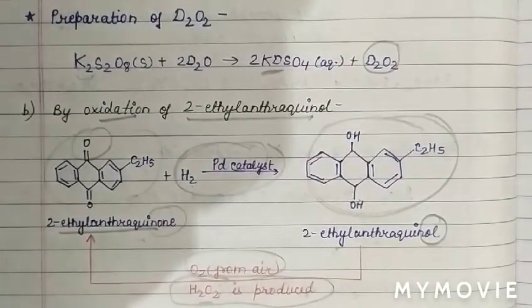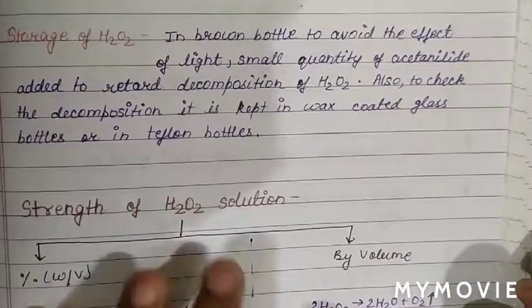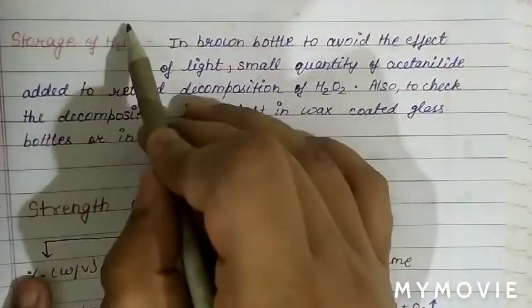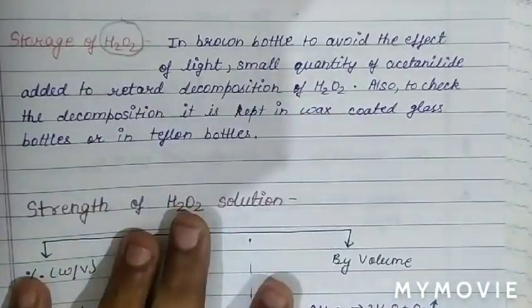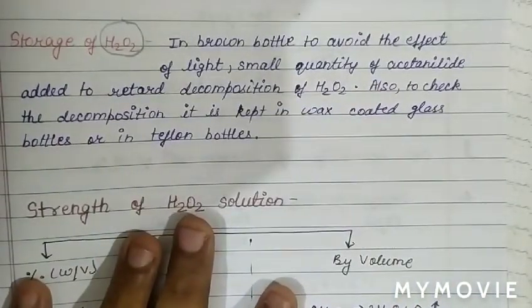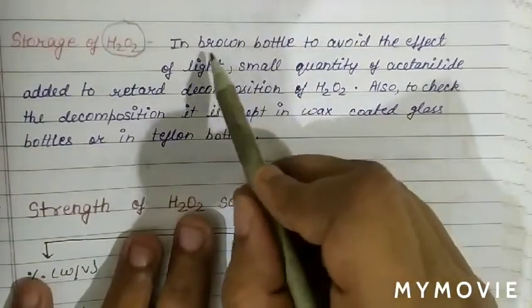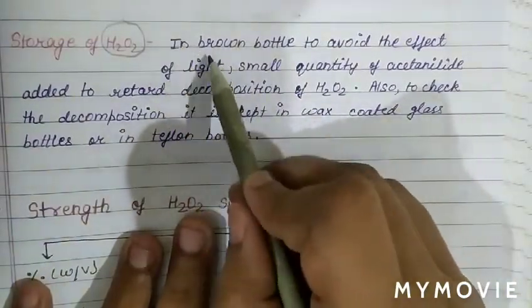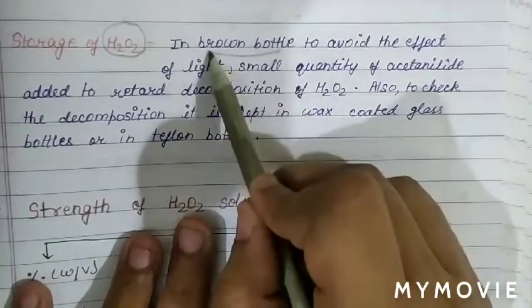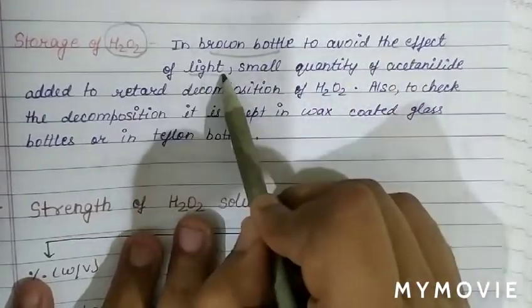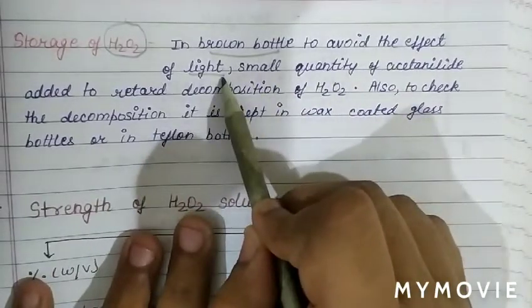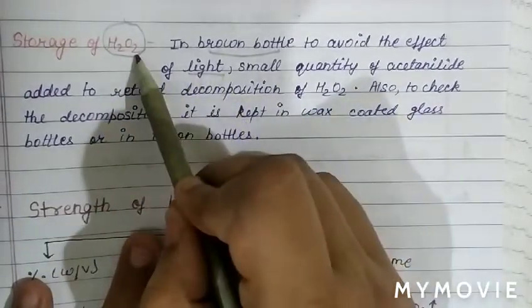Now we will see the storage of H2O2. As we know, H2O2 decomposes easily, so we have to store it so that its decomposition does not occur. H2O2 is basically stored in brown bottles, to avoid the effect of light, because in the presence of light, H2O2 decomposes.